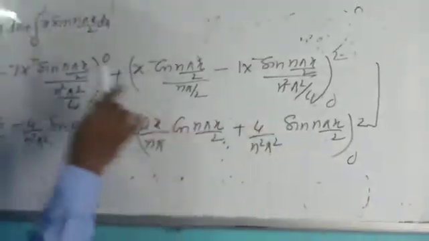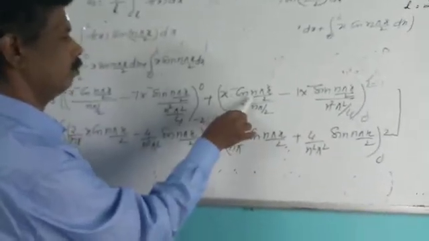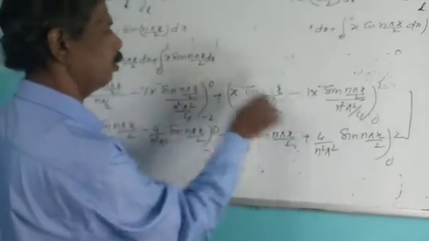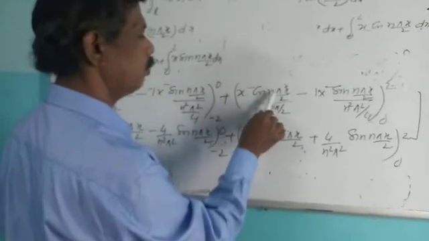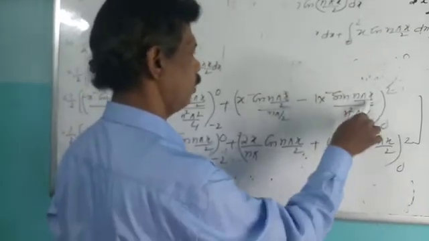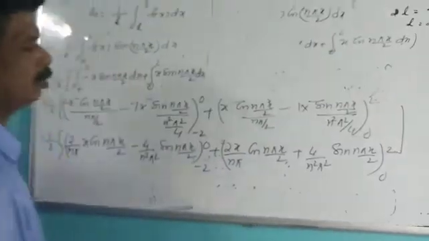Here, by applying integration by parts, tabular method: first function into integral of second, minus cos(nπx/2) by (nπ/2), minus derivative of x, and integral of this part, minus sin(nπx/2) by (nπ/2). Therefore, this becomes n²π²/4.